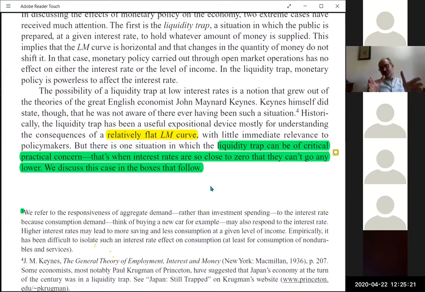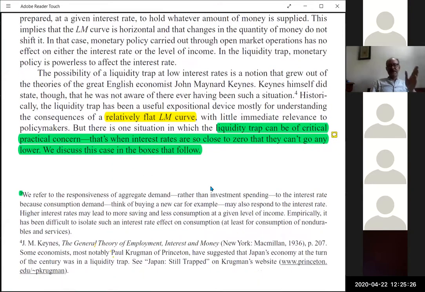So here you see that the ideological position of the three authors is completely clear, in how they are looking at Keynesianism. That, okay, it might be there, but it has no relevance. But there is one situation in which the liquidity trap can be of critical practical concern, because they can think that it may happen that you increase the money supply and that does not stimulate the economy. They say it may happen in one situation, when the interest rate is close to zero and can't get any lower. So that is a situation where the concept of liquidity trap is important.